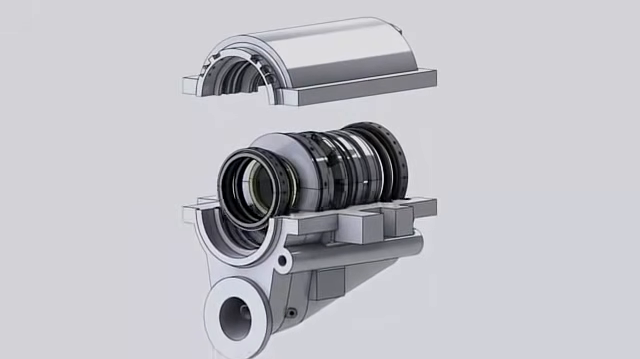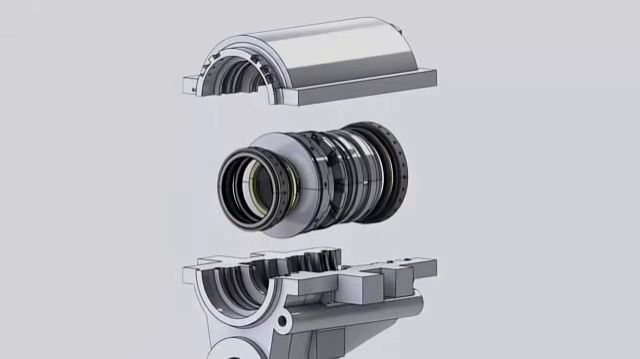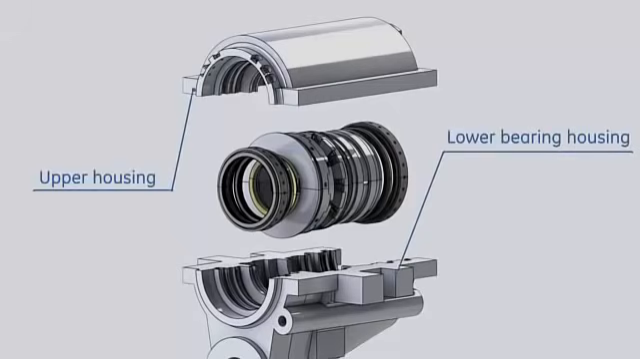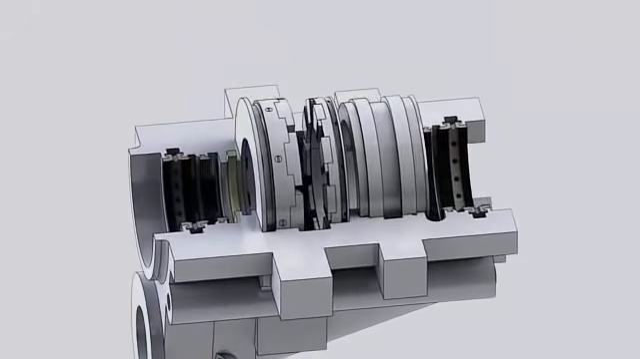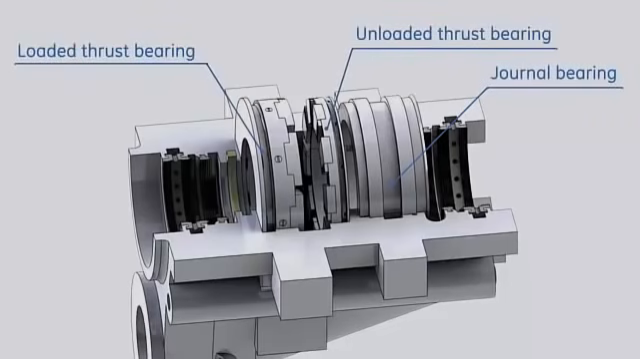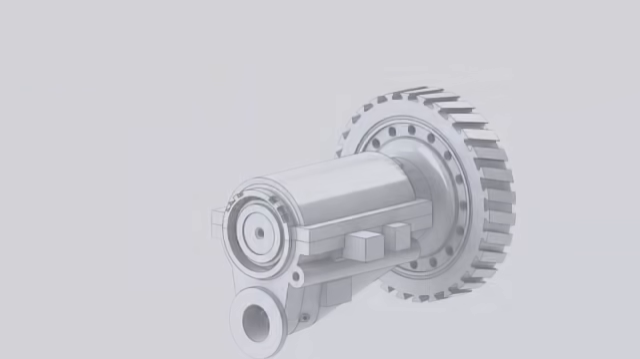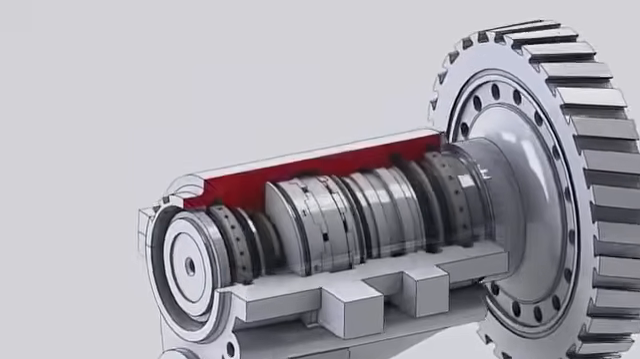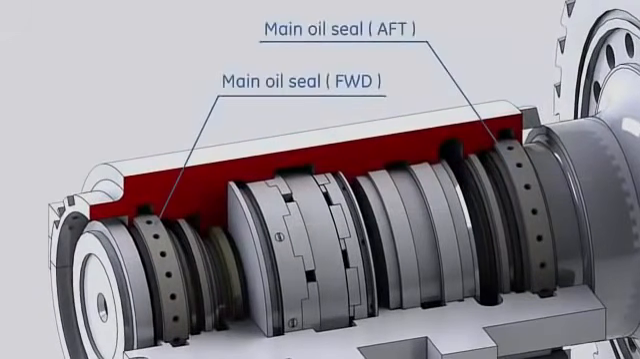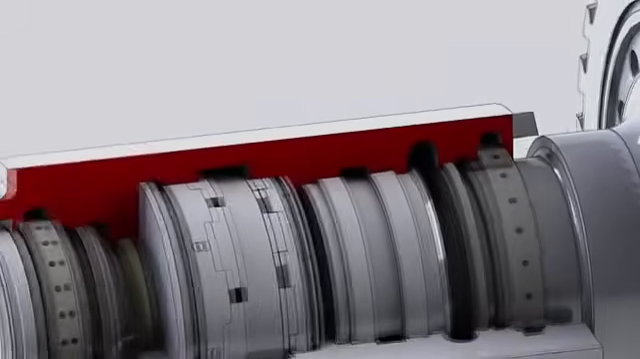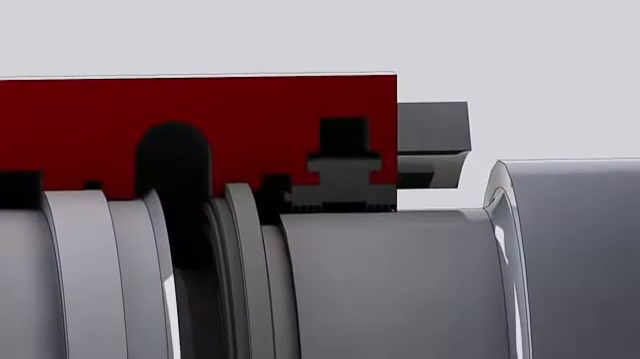The bearing components are installed inside the bearing housing, which consists of the lower and the upper halves. This bearing contains an elliptical journal bearing, loaded thrust bearing, and unloaded thrust bearing. Labyrinth seals are installed at each end of the housing, where oil control is required. Their teeth run against smooth surfaces machined on the rotor.